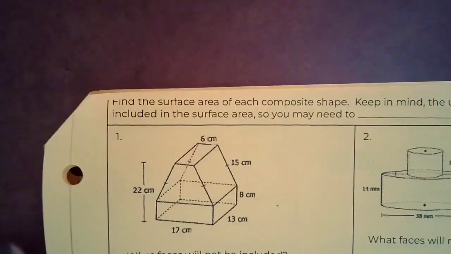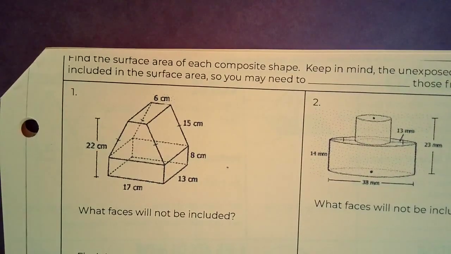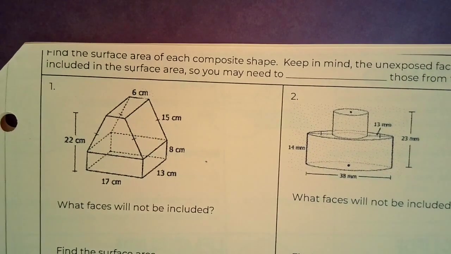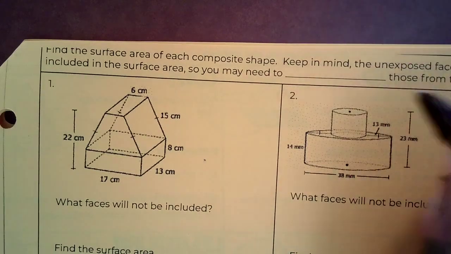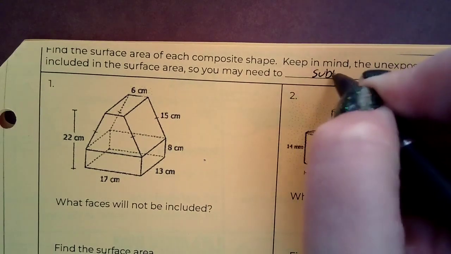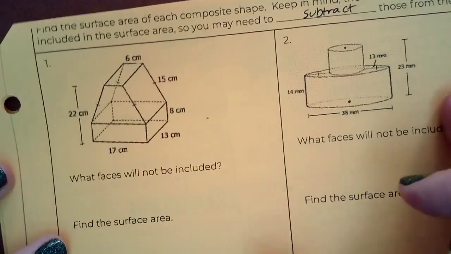Okay. Next slide, let's start with composite shapes. To find the surface area of each composite shape, keep in mind, the unexposed faces are not included in the surface area, so you may need to subtract them from the total. Sometimes you can just not include them when you're in your addition, but sometimes you'll have to subtract them out.